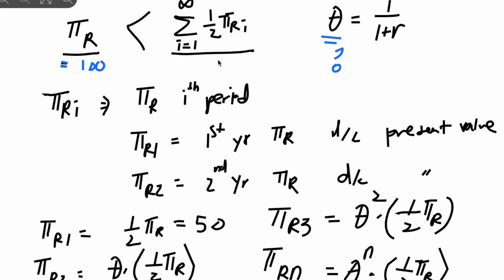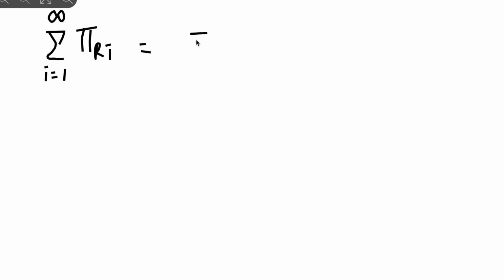We can make the sum of the present value of discounted profit bigger, so we can have the duopoly forever. Okay, so let's look at it. Sum up the profit of retailing for each period from i equals 1 to infinity: pi of r, half of it, right?